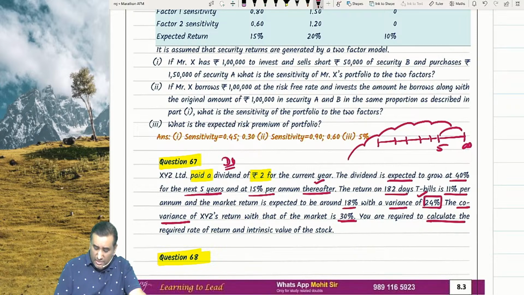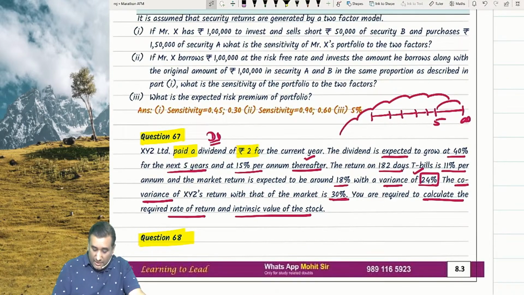You are required to calculate the required rate of return and the intrinsic value of the stock. Now basically this has moved a slightly step forward.